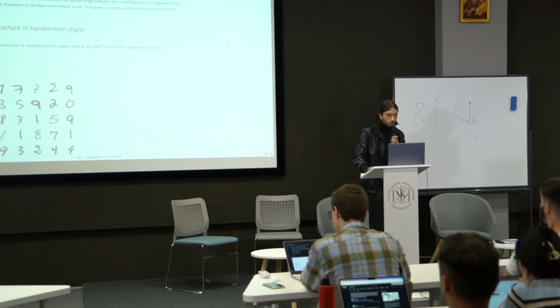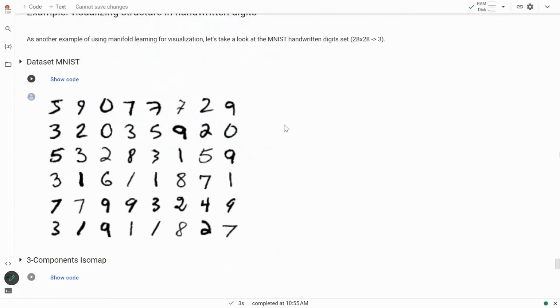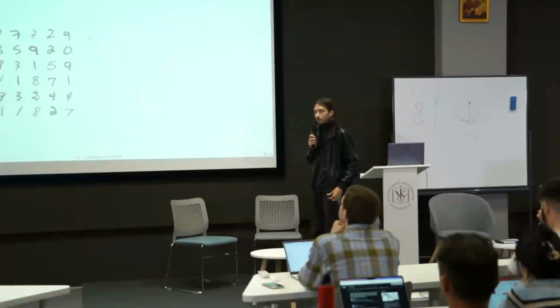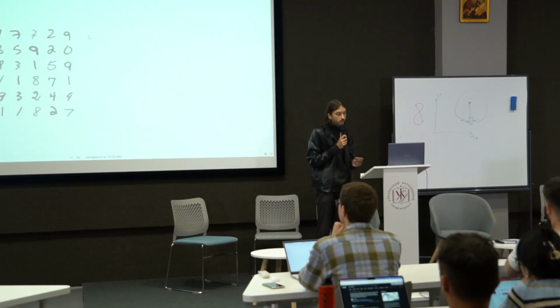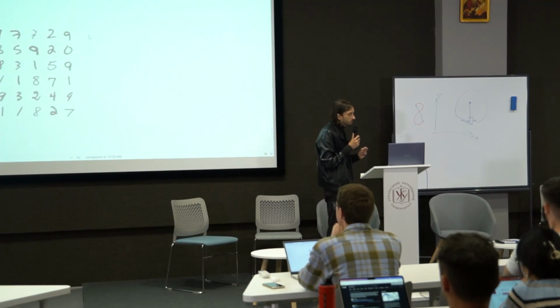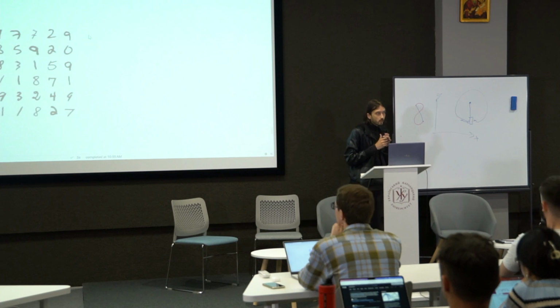One more example for you, visualizing structure in handwritten digits. So we have a MNIST data set. Very simple, very small, but each picture is 28 by 28. So you do the math, how many coordinates that is. So it's something around 900, yeah? So once again, we have a very highly dimensional space. And I tell my method, okay, let's take all of that and squish it into, let's say, 3 dimensions.